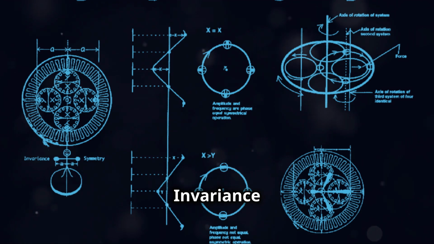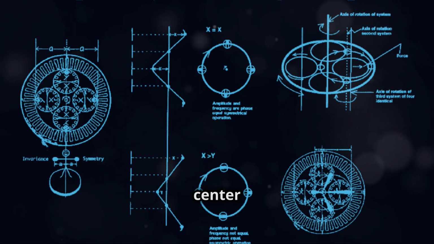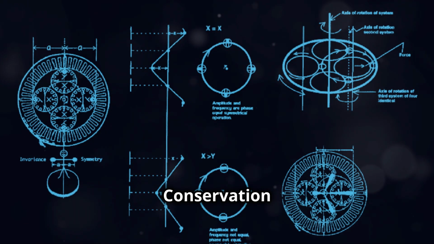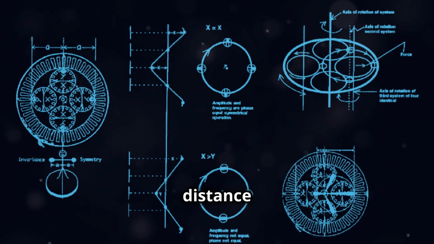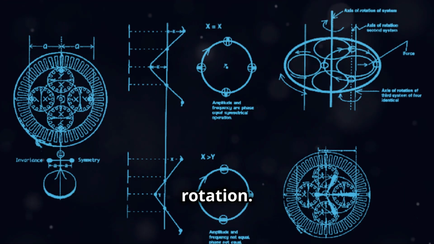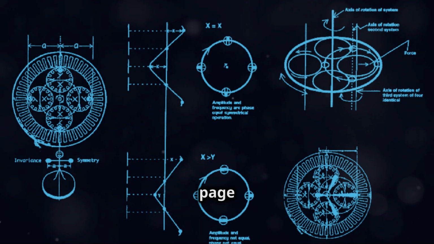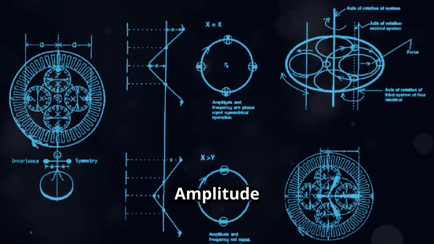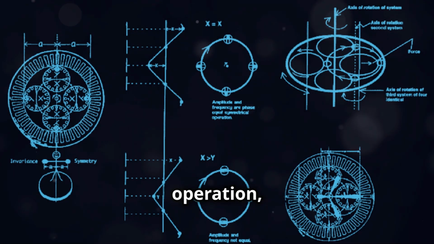From left to right, invariant symmetry that displays distance from the center axis is a representation of Emmy Noether's law, conservation of angular momentum, as distance A being the same distance from the center axis of rotation. The next drawing, in the center of the page on the top, is X equals X. X is symmetry; amplitude and frequency are equal, a symmetrical operation.